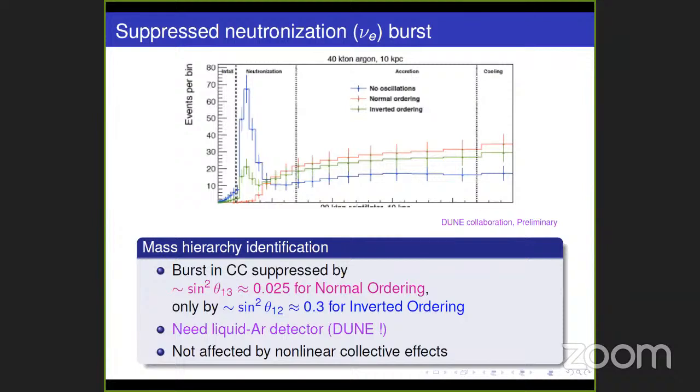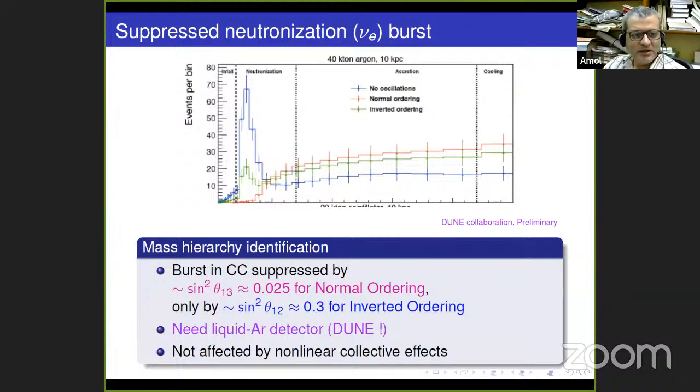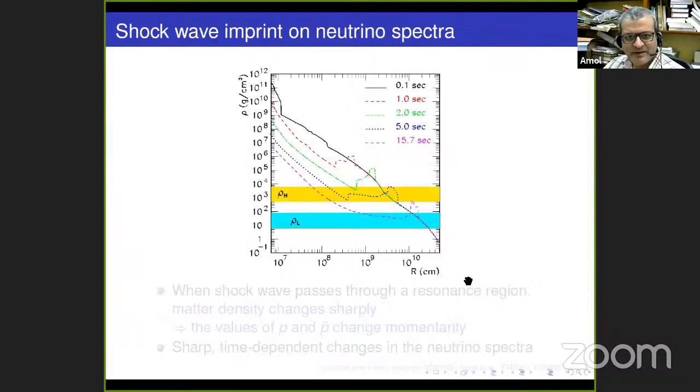Okay, so we have understood what we'll get from the neutronization burst. Now let's go slightly ahead. Now we look at shock propagation, which has also been mentioned in chat, is one of the most unknown things inside a supernova, about how a shock propagates. So let's see how a shock propagation will affect neutrinos. Okay. So let's look at this figure.